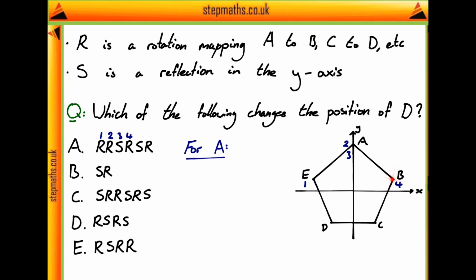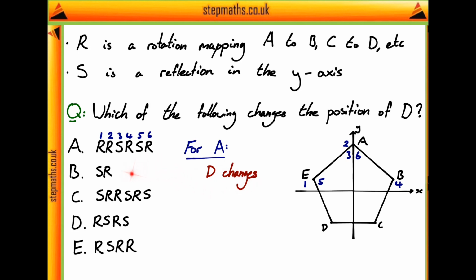Anyway, having said that, let's move on to the next part, which is another reflection in the y-axis, which is going to move our point D over to here, position 5. Finally then, we just have one more rotation in the clockwise direction, which we can just use our same rule again, and moving 1 point clockwise, we just get to this final position here, which is where A initially started. So what that means is that D is at a different position to where it started, and therefore A is going to be the correct one, since it moves the position of D.